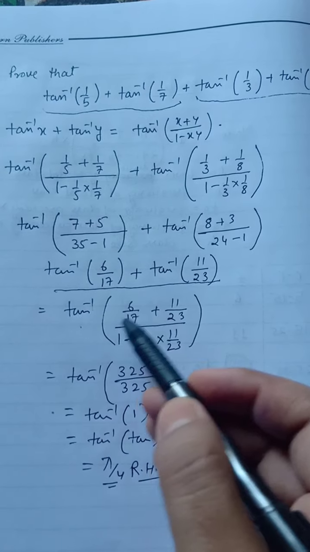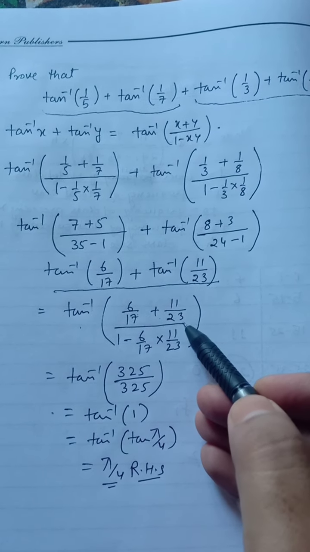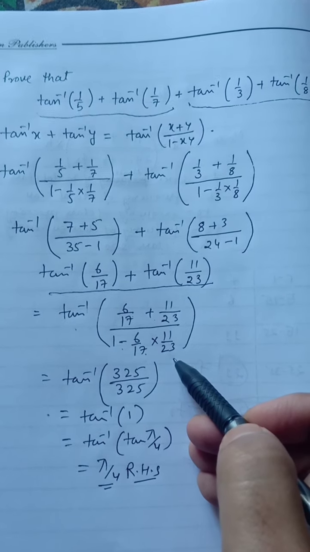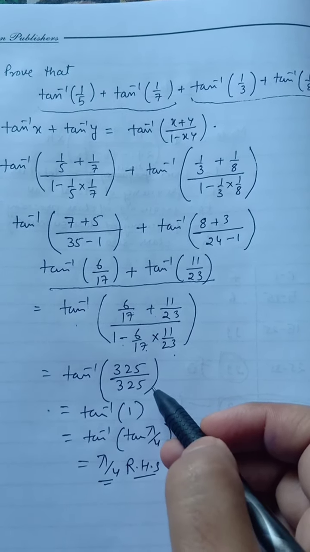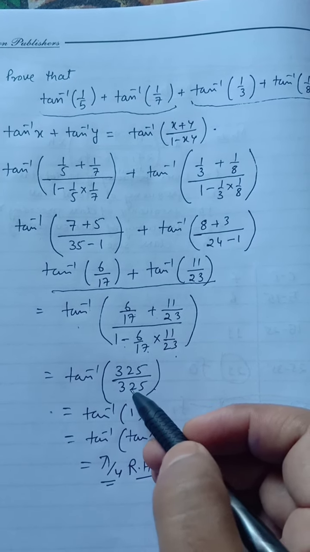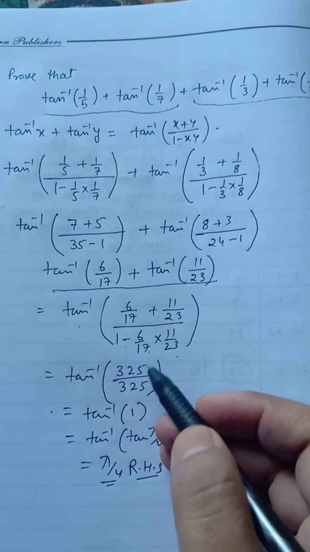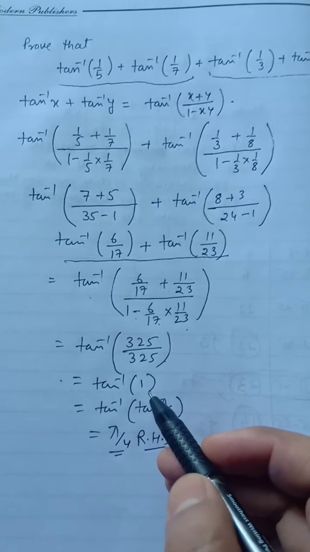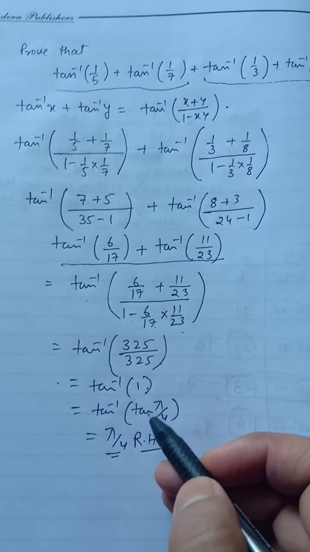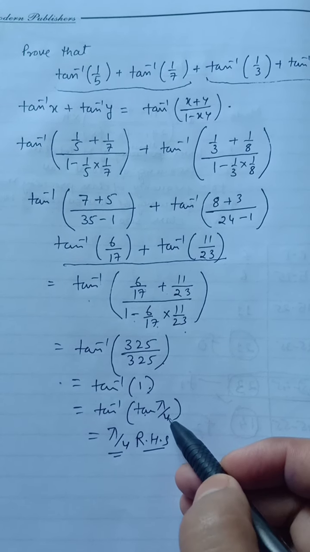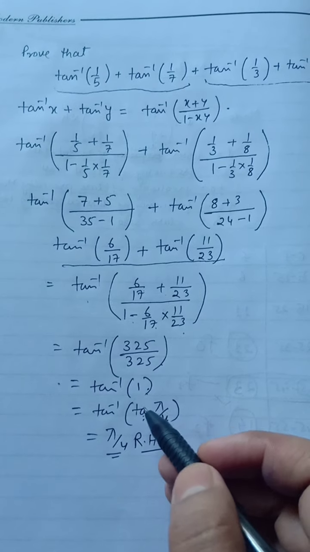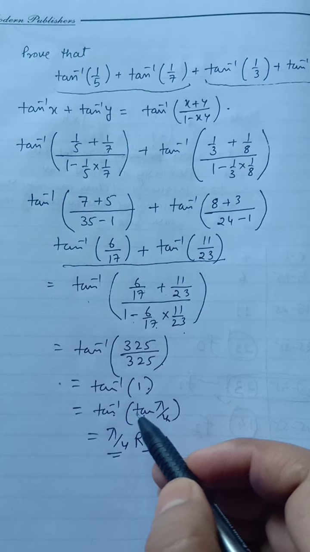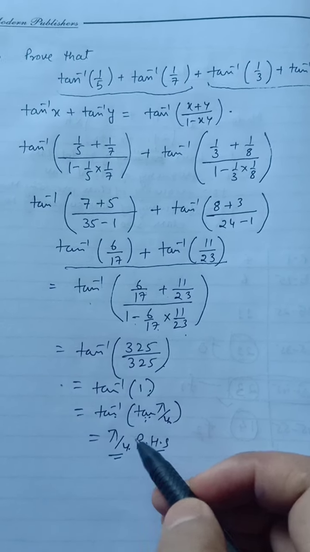Tan inverse of (6 upon 17 plus 11 upon 23) upon (1 minus 6 upon 17 into 11 upon 23). On solving this we get tan inverse 325 upon 325, which cancels out and comes to 1. Now we know that tan of pi by 4 is 1, so we put the value of 1 as tan pi by 4. The tan inverse and tan get cancelled out, and we get pi by 4 only.